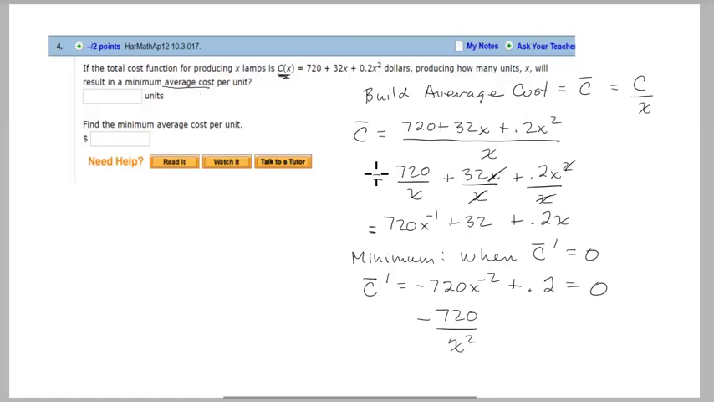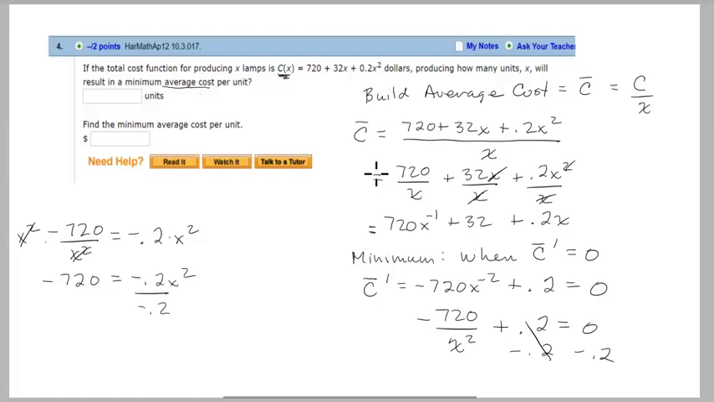It will be easier to think about if you take the x to the negative 2 and put it back down in the denominator. Subtract 0.2 from both sides. Negative 720 over x squared will be negative 0.2. Multiply by x squared to get the variable out of the denominator. Negative 720 is negative 0.2x squared. Divide by the negative 0.2. X squared will be positive 3600.